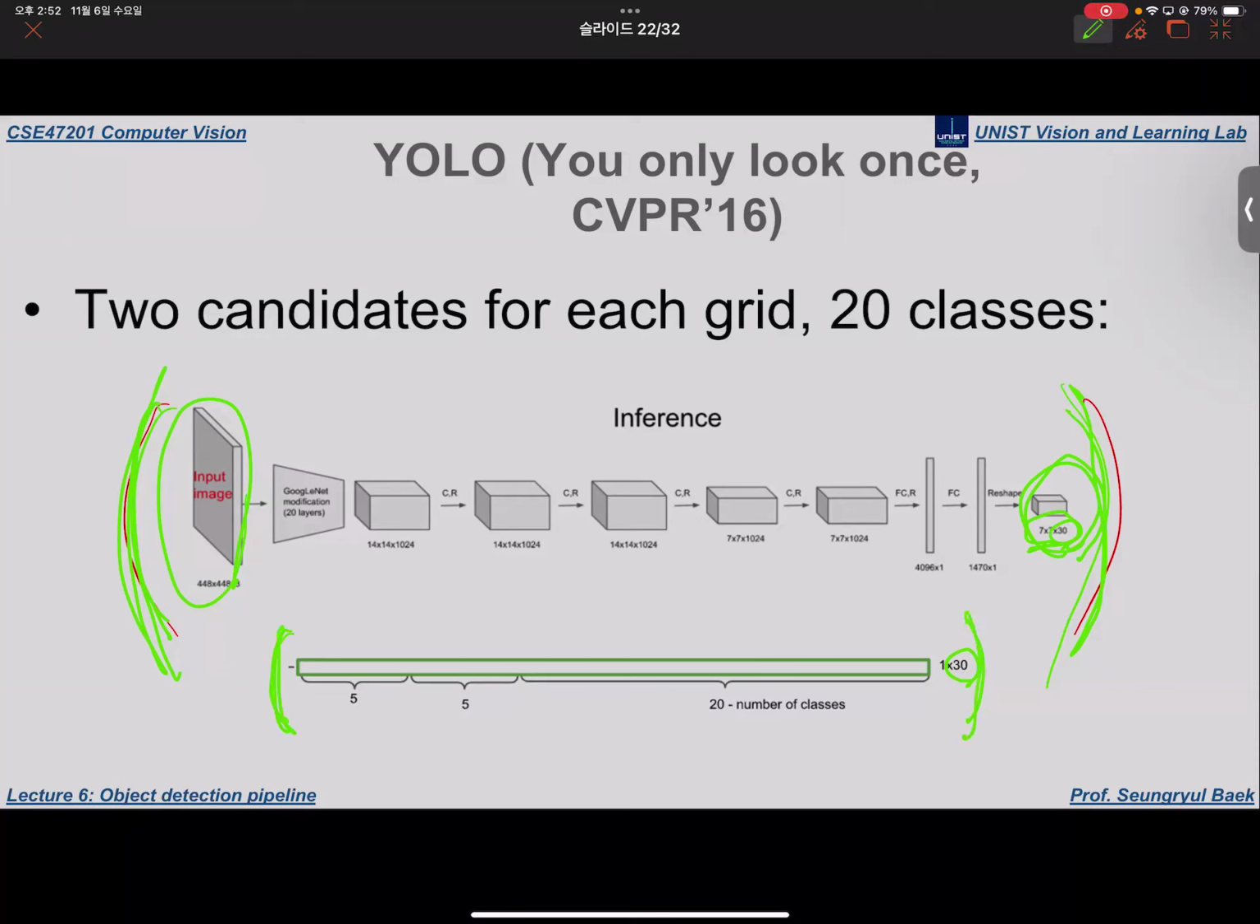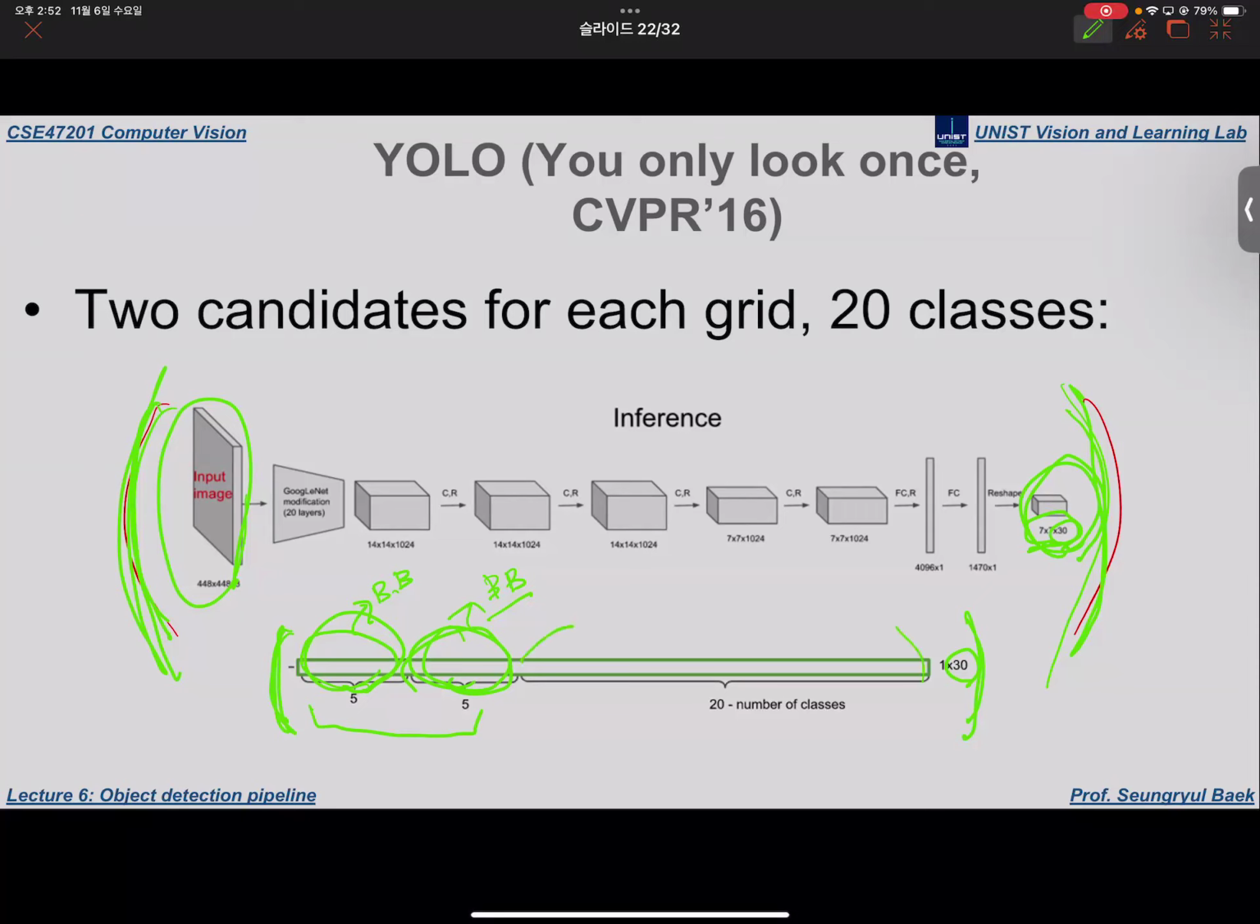And as I told you, they are estimating two bounding boxes. So this 5-dimensional vector contains some information for each bounding box. This 5 dimension is for one object, one bounding box, and the other 5 dimension contains information about the other bounding box. So this is equivalent to inferring two bounding boxes for each grid. Are you guys following this?